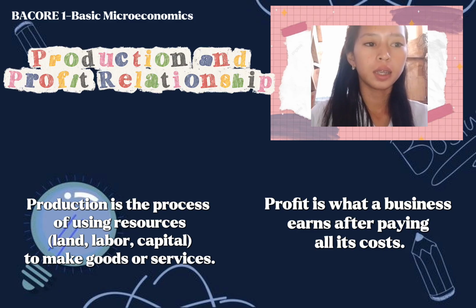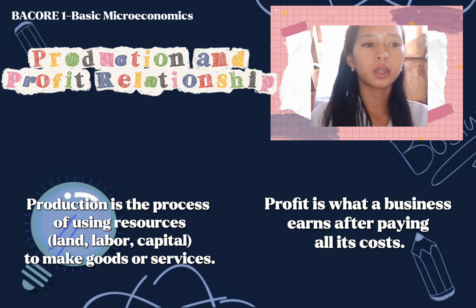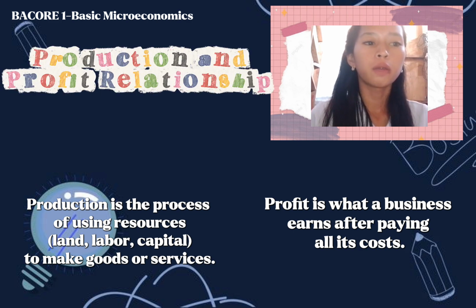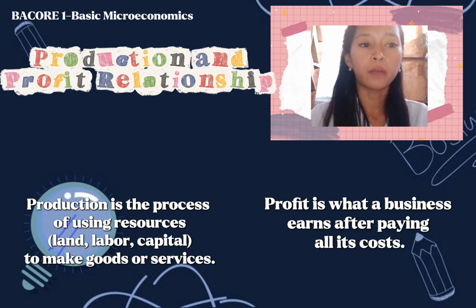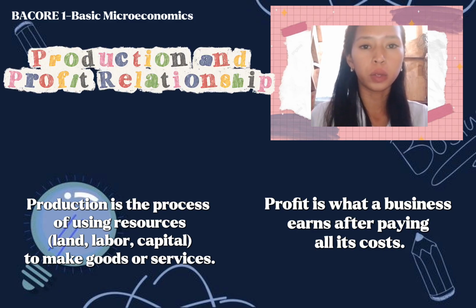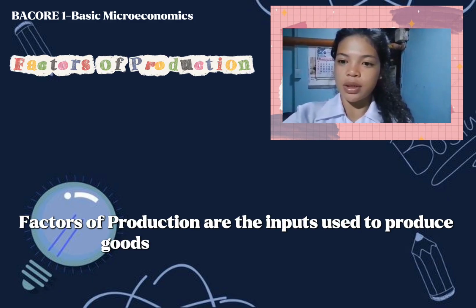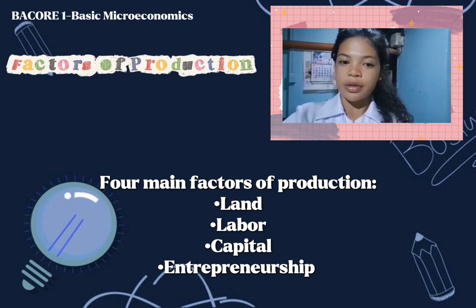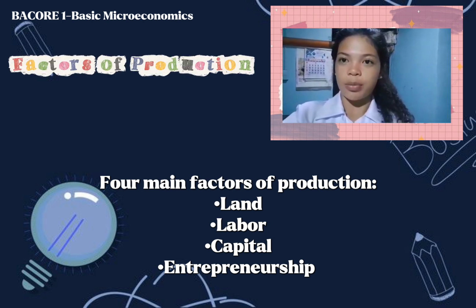So next is profit. So ang profit daw kuno is ang unsay na-earn sa usa ka business human nagbayad tanan sa ilang mga cost. So if ang kita nimo is mas dako kaysa gasto, so dako imong profit. But if dako ang imong gasto kaysa kita is nalugi ka. Factors of production are the basic inputs used to produce goods and services in a company. Upat ka factors, main factors of production. First is land, labor, capital, last is entrepreneurship.